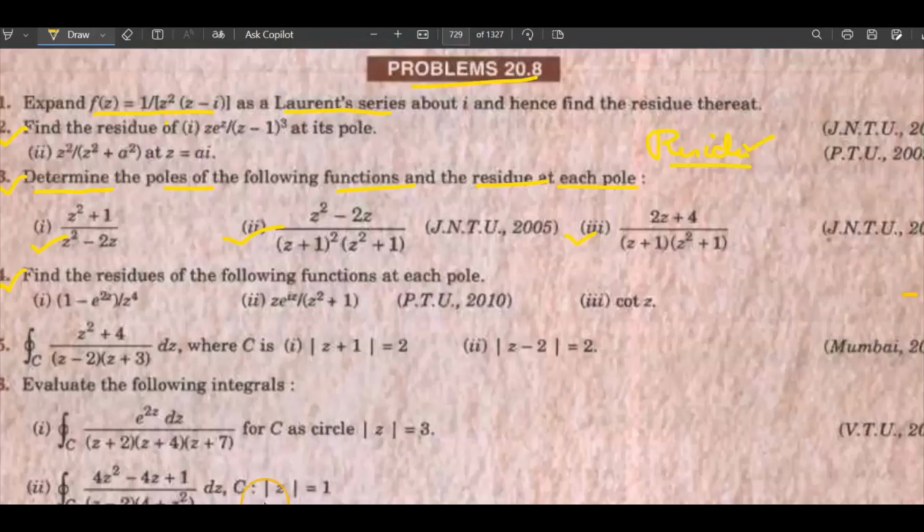Hence we solved all the questions in the 4th also. We solved 2, 3, 4. In the next video we solve 5, 6 and 7 using the residue theorem.